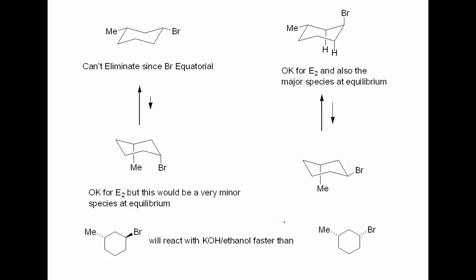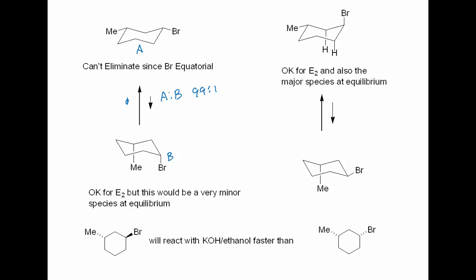All right, so bromine has to be axial to eliminate, right? So bromine's not axial here in the most stable conformation. It is, however, axial if we do a ring flip. However, we expect, if we call this A and this one B, A to B is going to be something like 99 to 1. It's going to have a high preference for A, the one that can't eliminate.